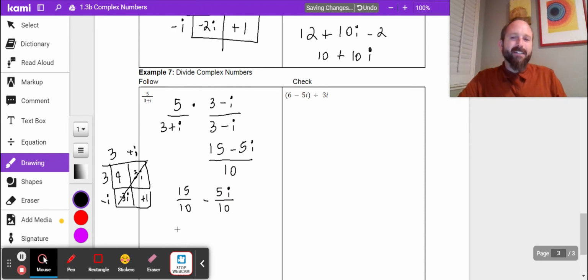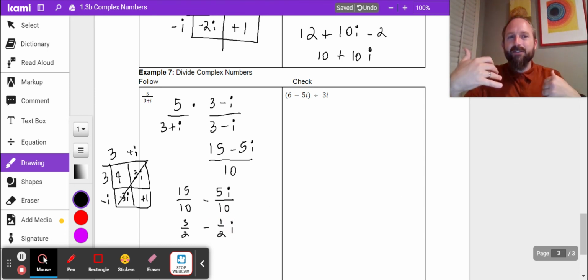So 15 divided by 10 is 3 over 2. Divide by 5, divide by 5. And then 5 tenths is 1 half. So it'd be 3 halves minus 1 half i. So now I have a complex number that's a little bit easier to work with. 3 halves minus 1 half i.